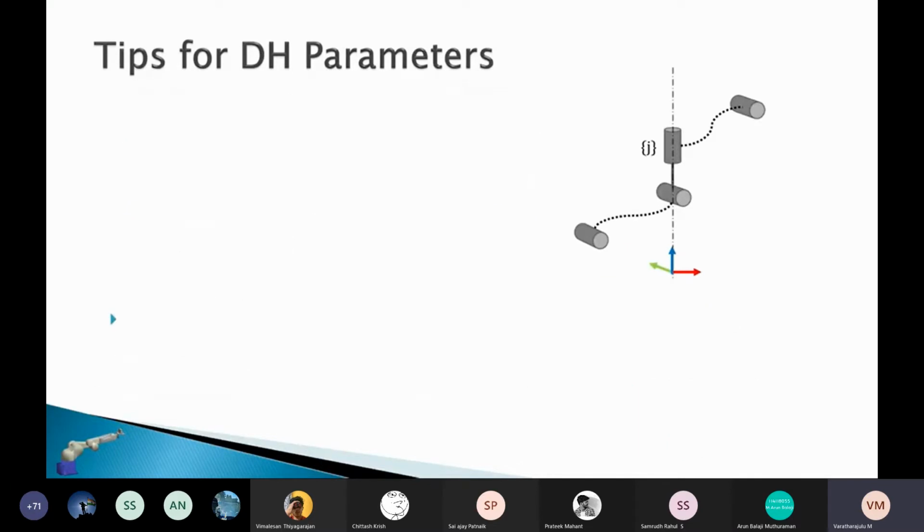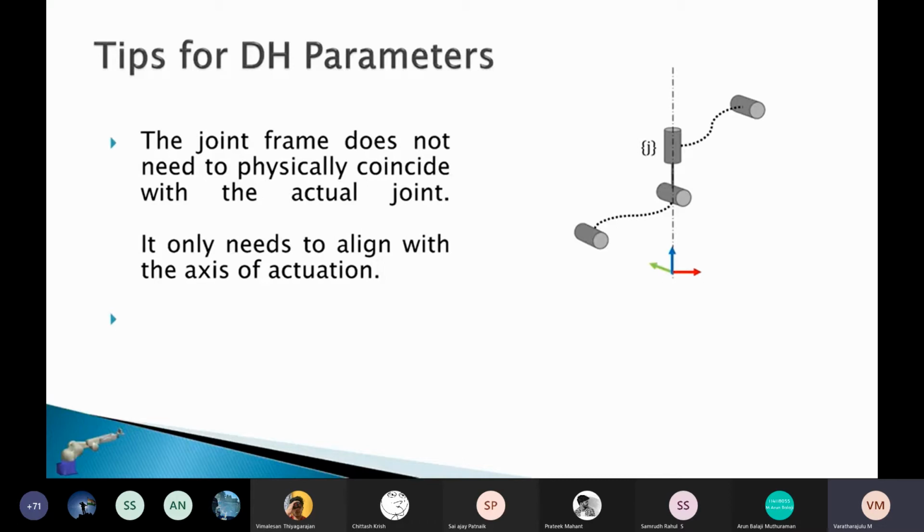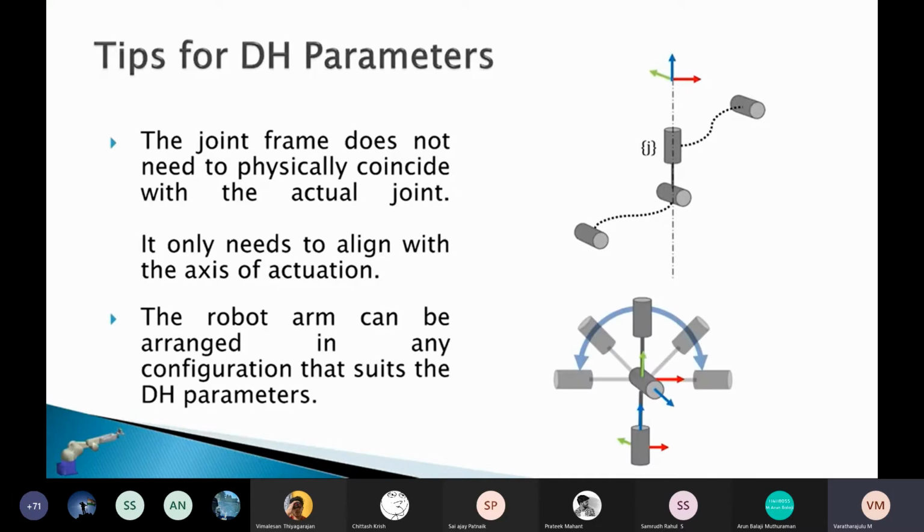Right, so here are some tips for DH parameters. Firstly, the joint frame does not need to physically coincide with the actual joint. It only needs to align with the axis of actuation. So in this depiction here, we can see that the physical joint might be up here, but the frame of reference for this joint can be anywhere along this axis. It doesn't need to be on the actual joint.